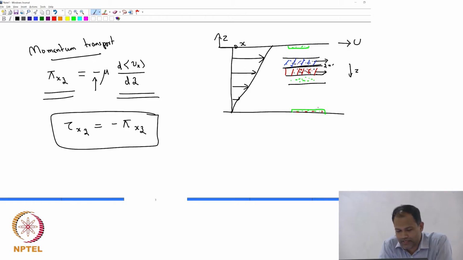Pi, we have just defined as a momentum flux. So, momentum is getting transported in some direction. Here, momentum is getting transported from the top wall to the bottom wall, so it is getting transported in the minus z direction. dVx by dz, we have defined as a positive quantity, and therefore, we just put a negative sign.